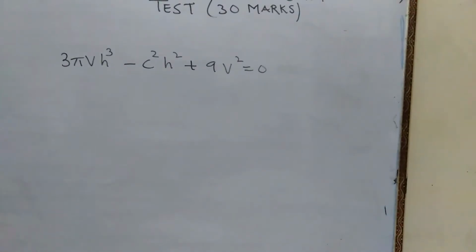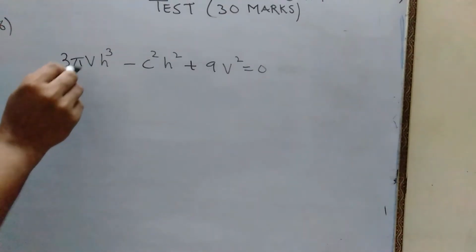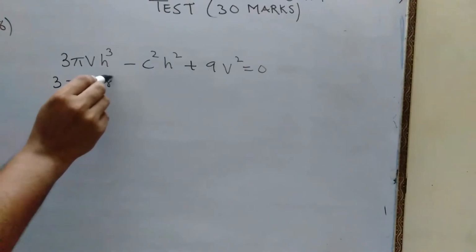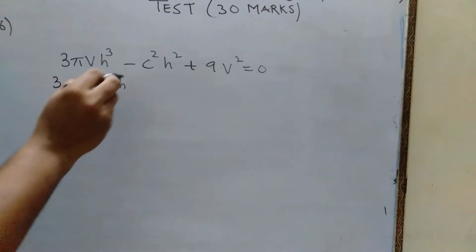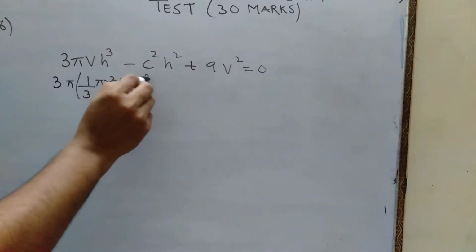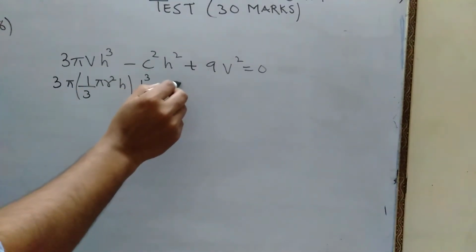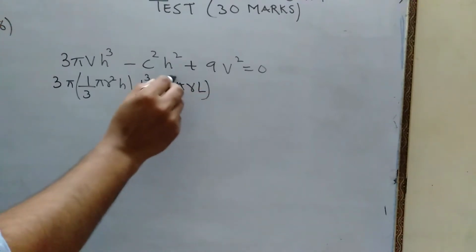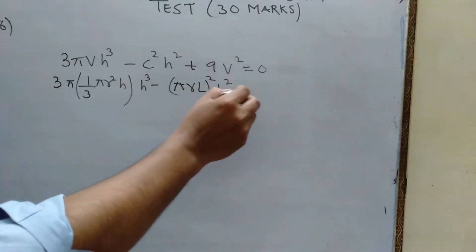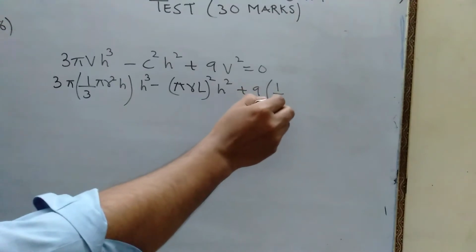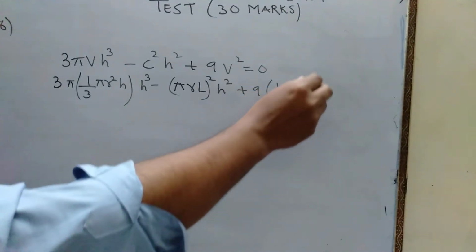In question number 8, V is volume of cone, h is height of cone and c is the curved surface area of cone. So we just have to substitute the formula. So 1 upon 3 pi r square h into h cube minus curved surface area of cone is pi r l whole square h square plus 9 into v is 1 upon 3 pi r square h whole square.